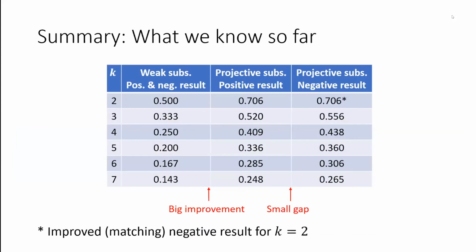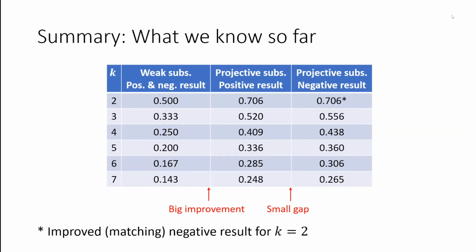So here's what we know so far. Weak substitutes lets you get a 1 over k approximation. And so I've indicated these values for k equals 2 through 7. And then projective substitutes lets you do considerably better than that. So that's the second column.